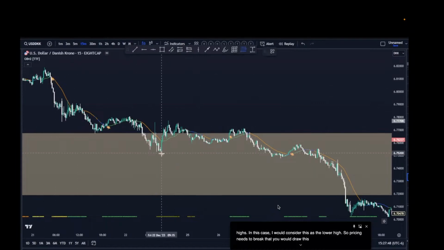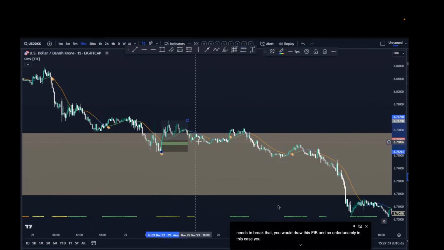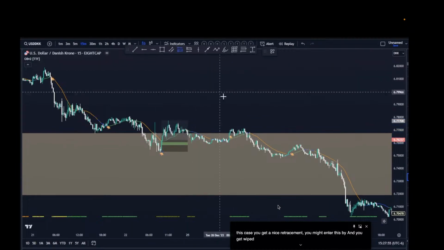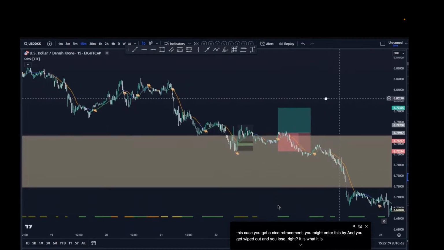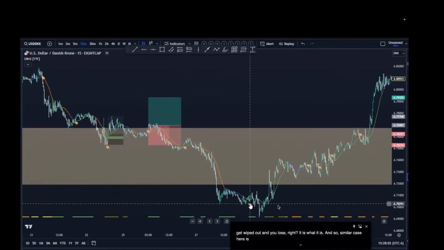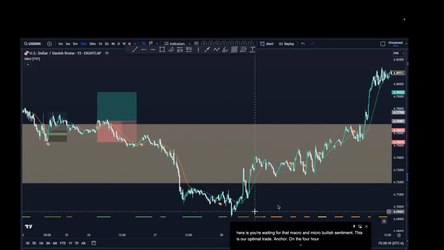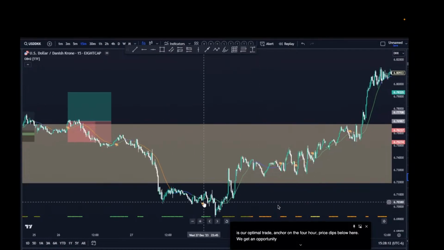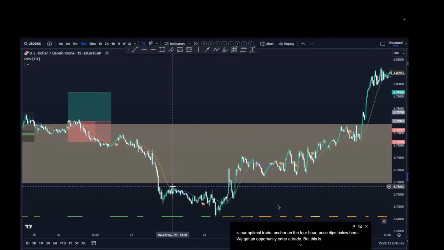You would draw this fib. And so unfortunately in this case, you get a nice retracement. You might enter this buy and you get wiped out and you lose, right? It is what it is. And so similar case here, you're waiting for that macro and micro bullish sentiment. This is our optimal trade entry on the 4-hour. Price dips below here. We get an opportunity to enter a trade, but this is our lower high to this lower low, so price needs to break this.